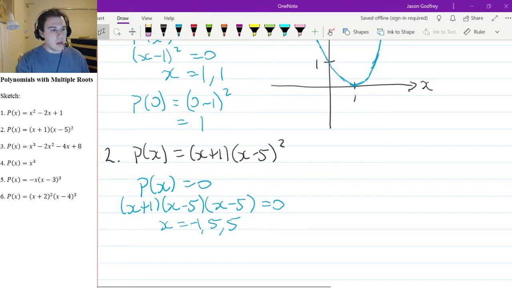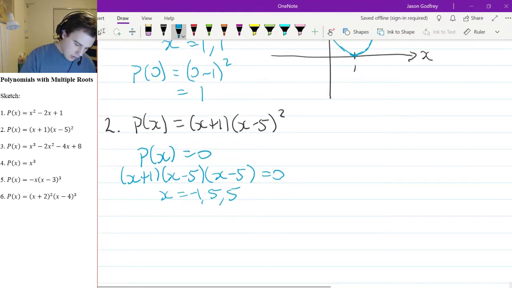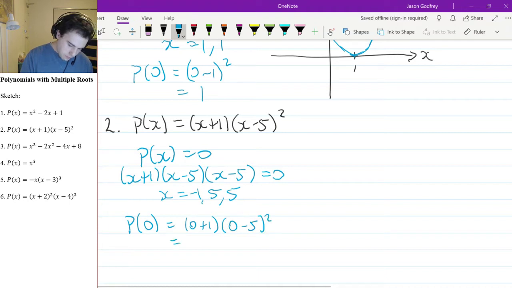Just also something else to note with the power is that this square power is only applying to this second set of brackets, right? This isn't x plus 1 times x minus 5, the whole thing squared. This is x plus 1 times x minus 5 all squared, right? So the squared's only attached to the factor x minus 5. Let's go grab the y-intercept as well. So we got 0 plus 1, 0 minus 5 squared, which is 1 times negative 5 all squared, will be 25.